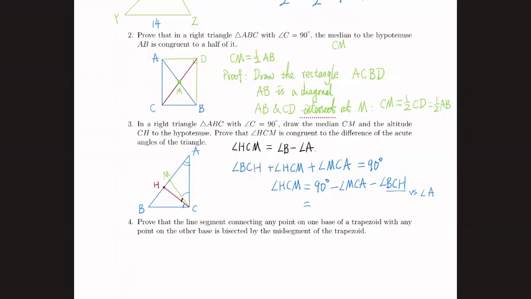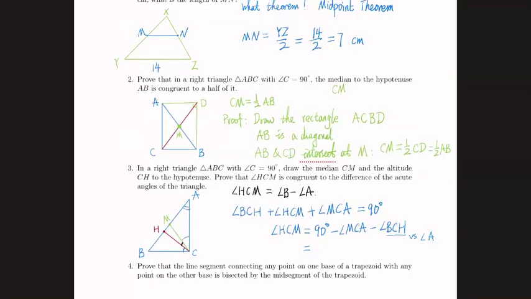I think triangle CMA is isosceles. Because what we have just proved is that CM is half of the hypotenuse, and M is the midpoint. So these two sides are the same, giving isosceles base angles. So angle MCA is the same as angle A.